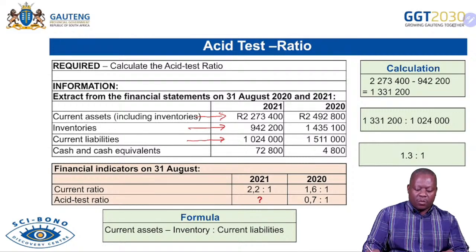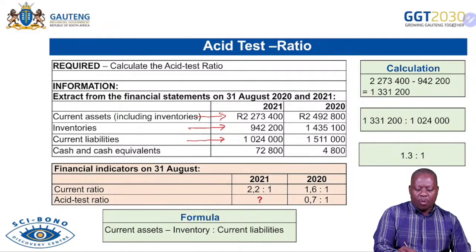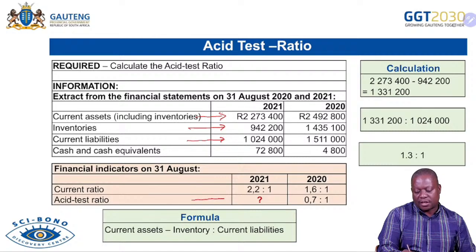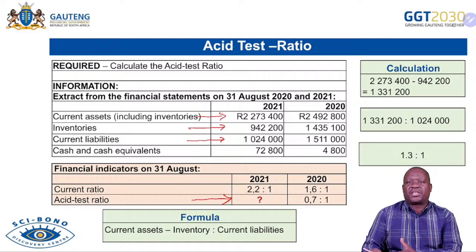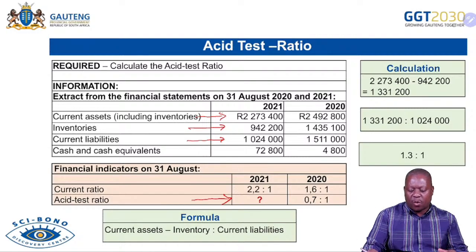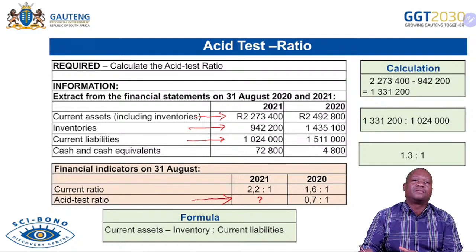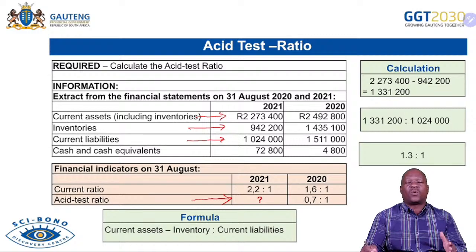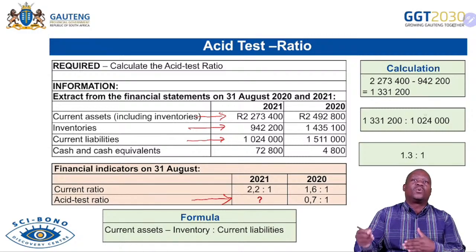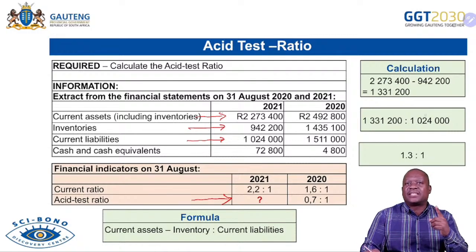Remember, we also need to look into what this is saying to us. So if you check here, the acid test ratio in the year 2020 was 0.7 to 1. And then into 2021, it is 1.3 to 1. What is this information saying to us?